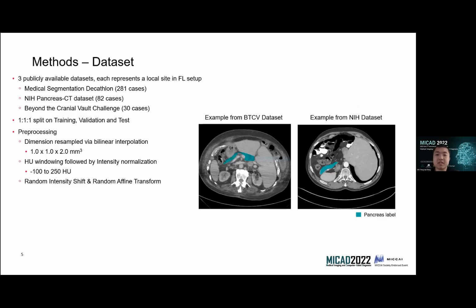First, let me introduce the datasets. We use three publicly available datasets of abdominal CT scans, and all three of them have varied quality and numbers of cases. As for pre-processing, all scans are resampled by bilinear interpolation and then processed with Hounsfield unit windowing and intensity normalization. Random intensity shift and random affine transform were applied for data augmentation. The figures in the slide are example slices from two datasets after pre-processing. And as you can see, even after pre-processing, the two slices are still slightly different from each other.